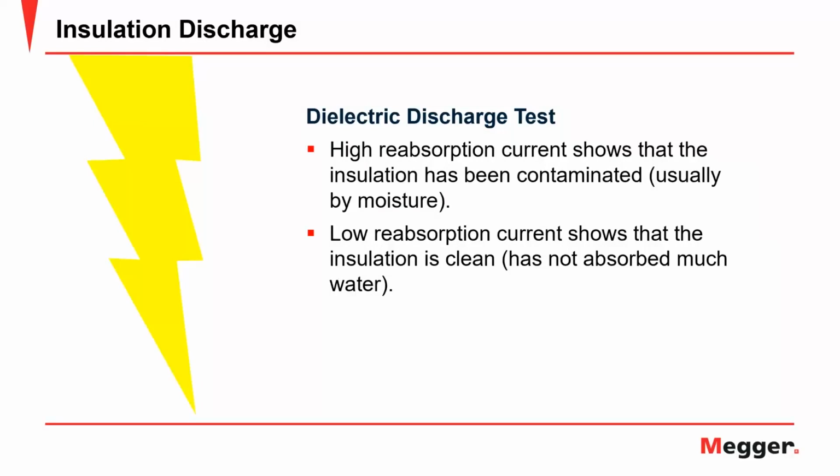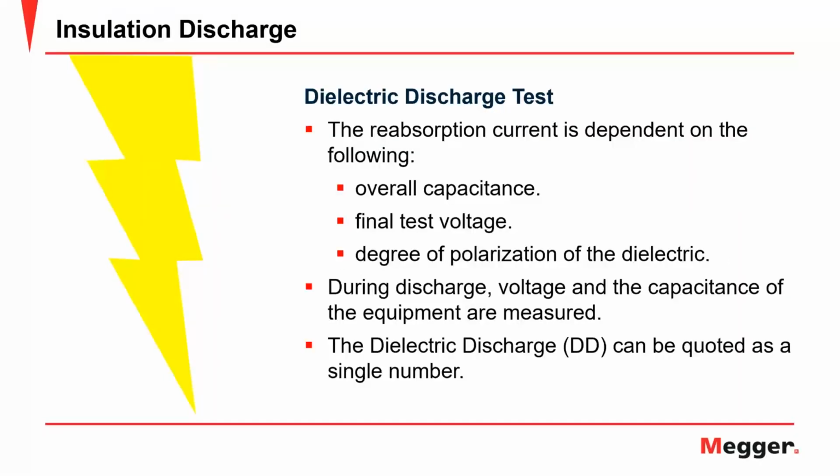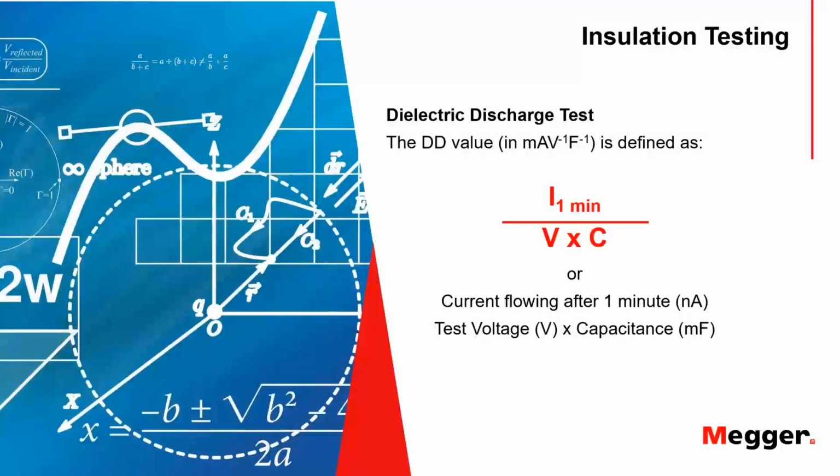And a high reabsorption current indicates that there are problems with depolymerization in the material. It has a lot of polar molecules because the material is breaking down. And so the tester does a relatively complicated calculation, and it posts up on the display a figure of merit, just like a polarization index does. And this is the calculation that your tester will do.